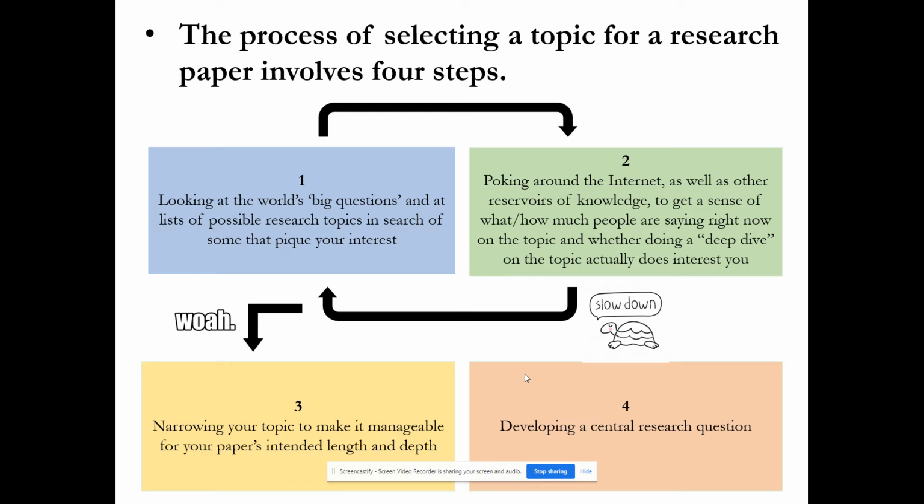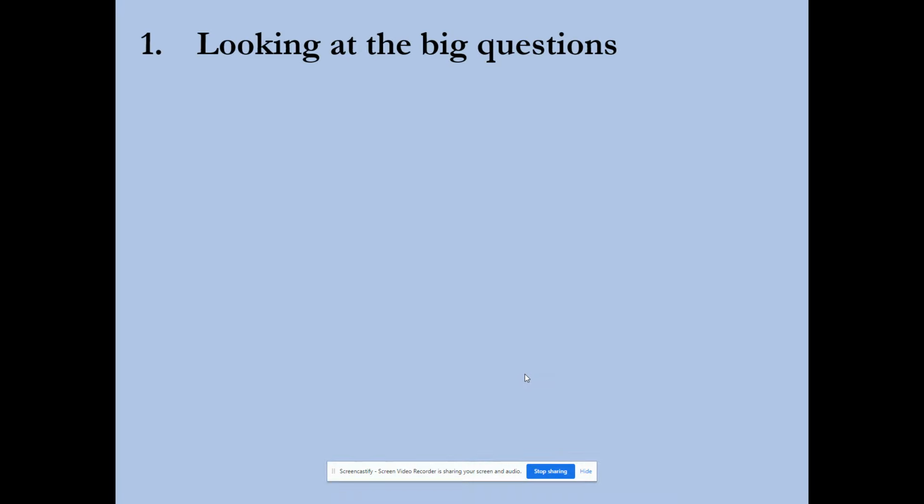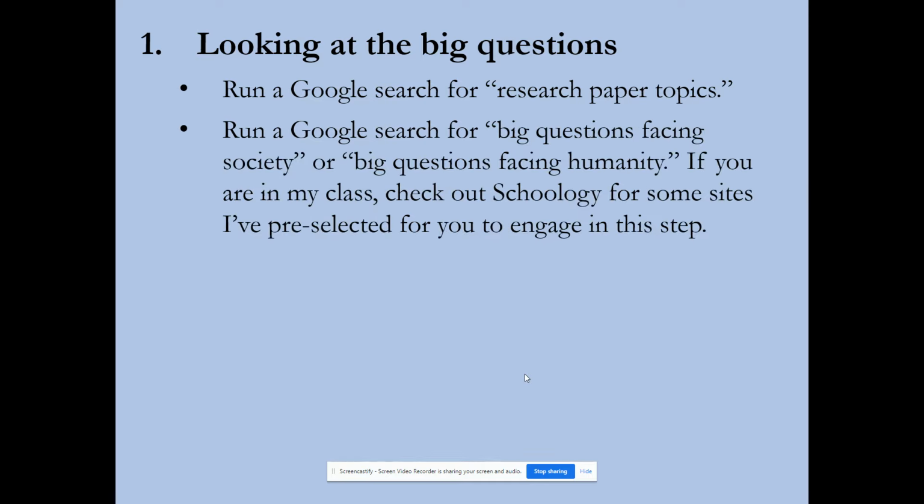Right, so 4 steps. For the rest of this presentation, I'm going to give you some specifics on engaging in these 4 steps for your paper. So first thing, looking at the big questions. Right, you might just run a Google search for research paper topics. This is totally a valid strategy. You could also run a Google search for big questions facing society or big questions facing humanity.